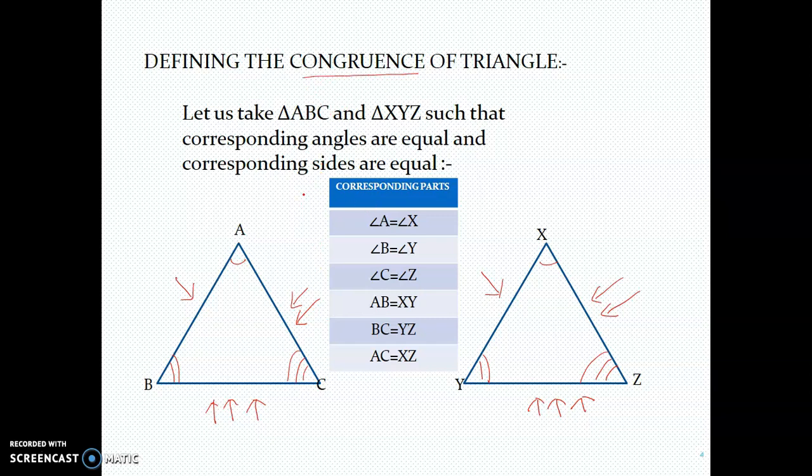Corresponding parts. I have written all this hard work and labor for you, students. See the diagram, see all this notation which I have used. Don't simply watch this video, sit with your registers, sit with your pen and write what I'm explaining simultaneously so that you understand clearly. So this is the meaning of the word congruence.